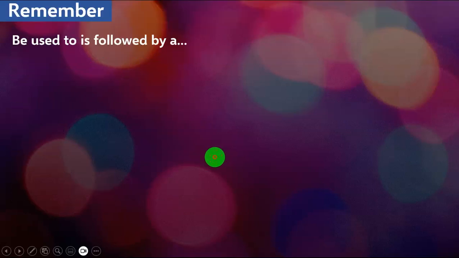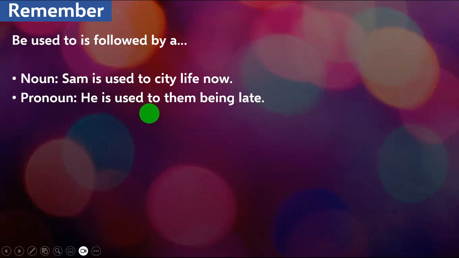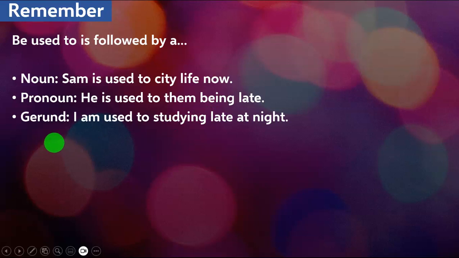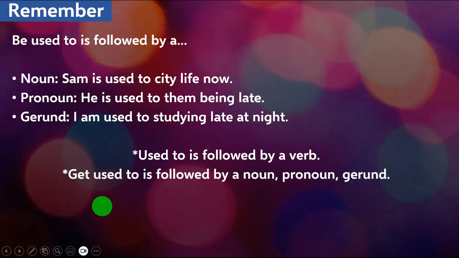Please remember, be used to is followed by a noun. Sam is used to city life now. Pronoun, he is used to them being late. Gerund, which is the continuous tense, I'm used to studying late at night, right? So you learnt that used to is followed by a verb. You also learnt that get used to is followed by a noun, pronoun, or gerund. And be used to is also followed by a noun, pronoun, and gerund, right? So I hope the concept is clear.